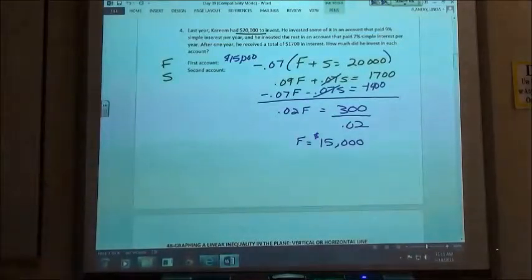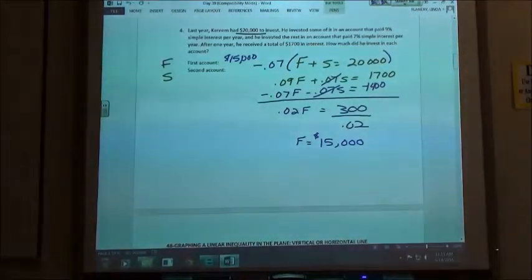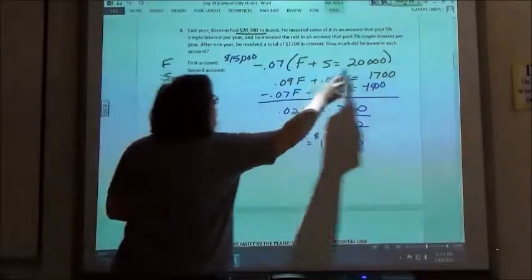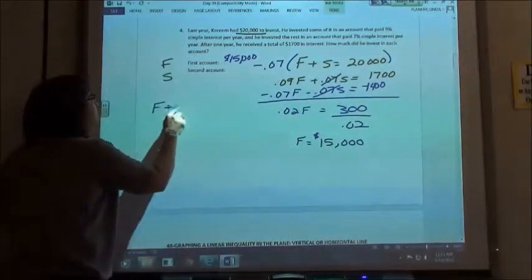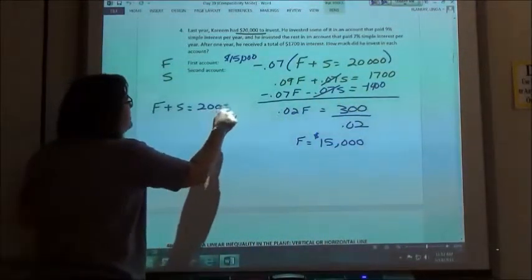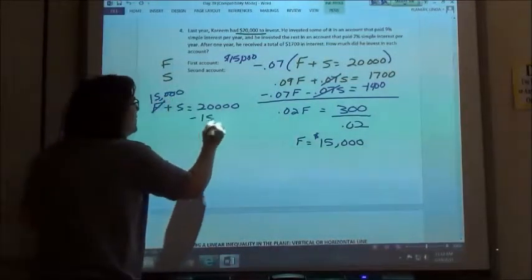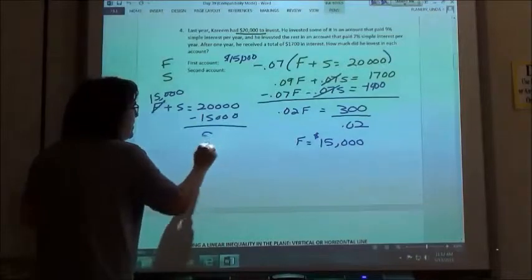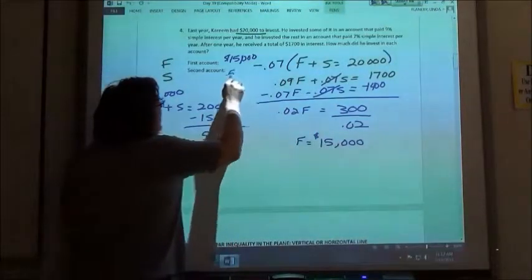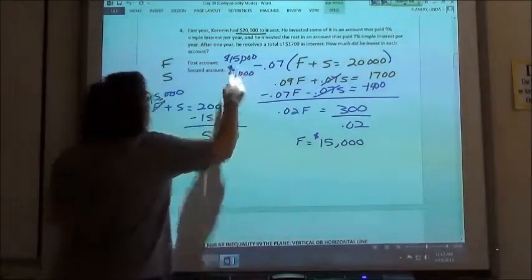It had a better interest rate. How much did I put in my second account? Well, I knew the total. The first plus the second was 20,000. I knew I put 15,000 in my first, so if I subtract my 15,000, that leaves me 5,000 for my second.